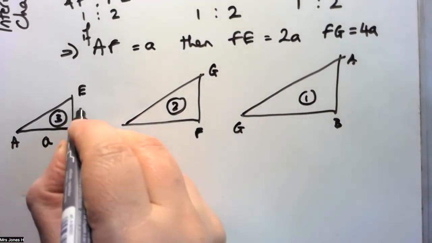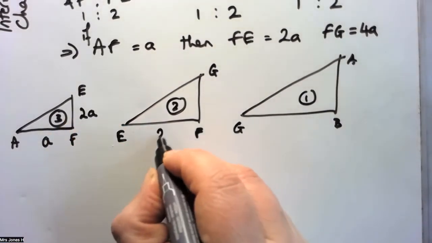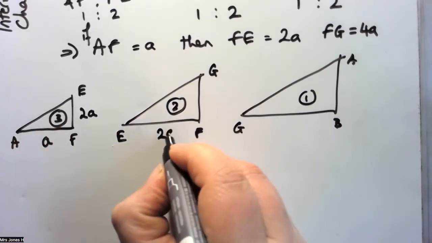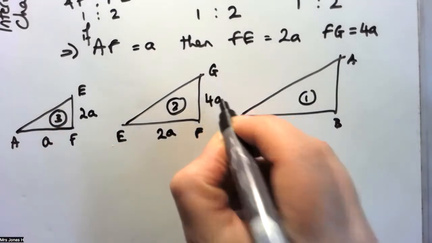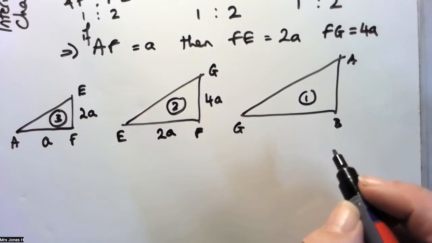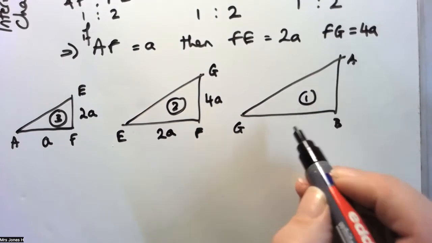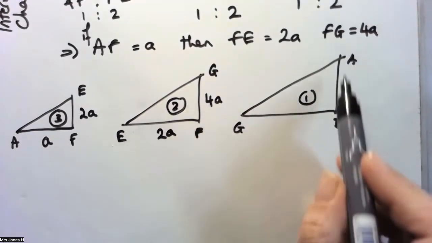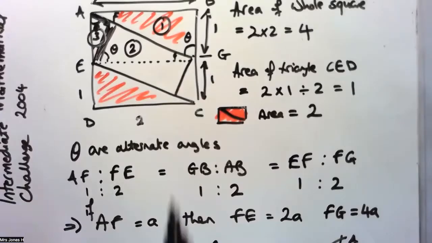If this is A, this is 2A. This length is the same as this length here. This is 4A. And then we're looking at different ones here. We don't have the same relationship. We don't have a GF here.